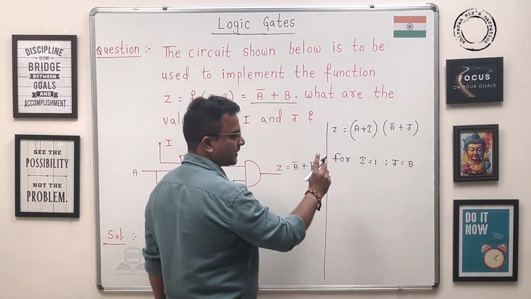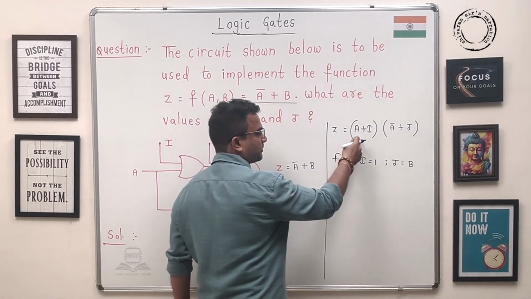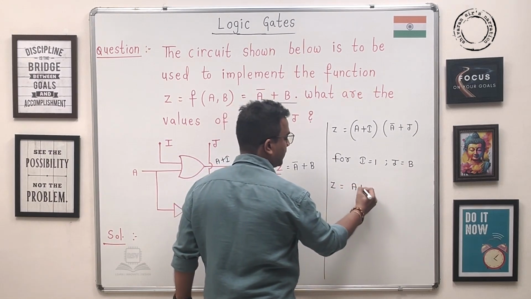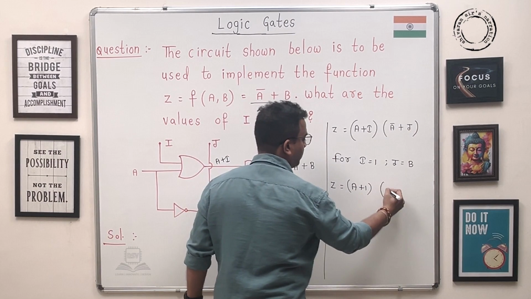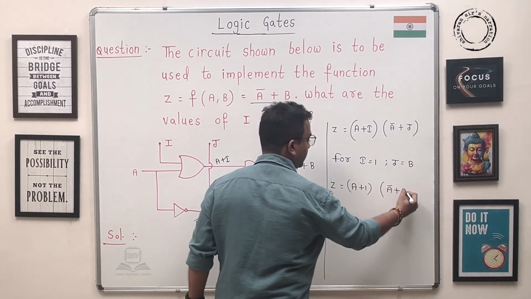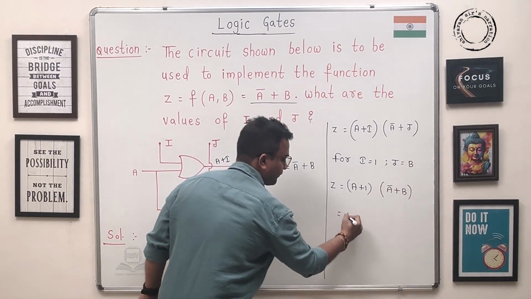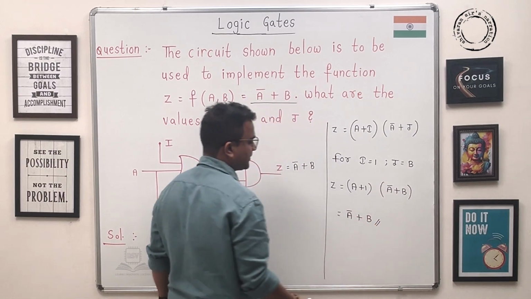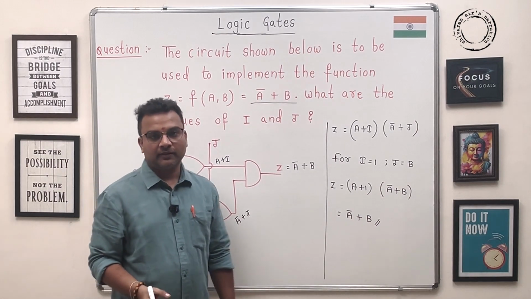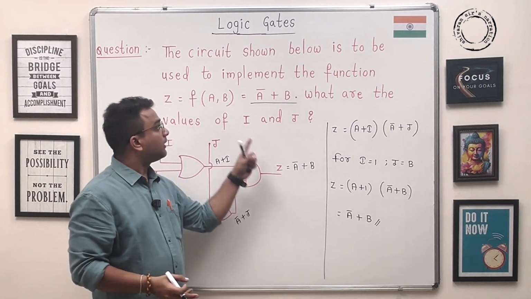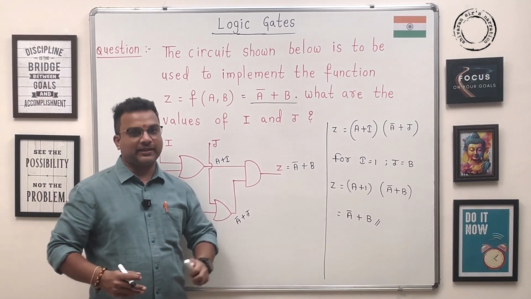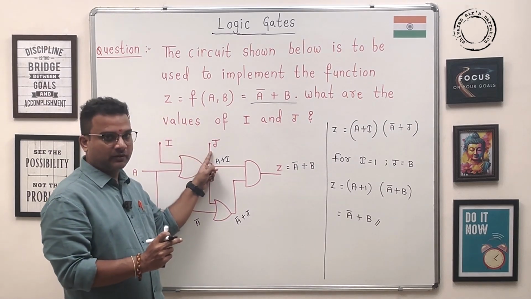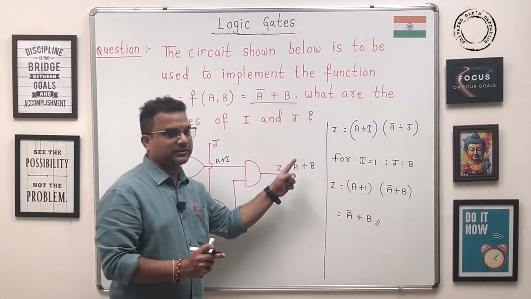By substituting I = 1 and j = b in this expression, the expression will be (a + 1) into (a bar + b). Therefore, the final expression is a bar + b. Hence LHS and RHS are equal. The obtained expression and the required expression are the same. So in this way, you can determine the inputs for the given output expression.